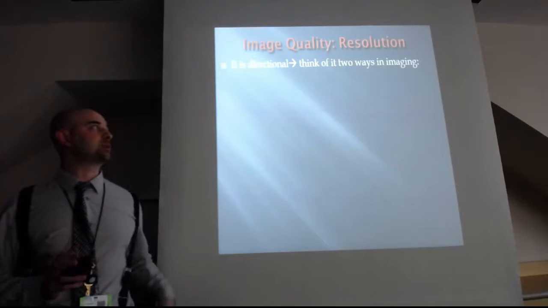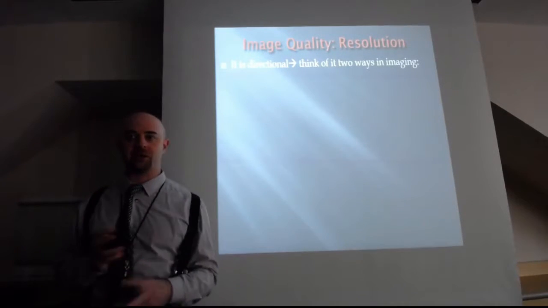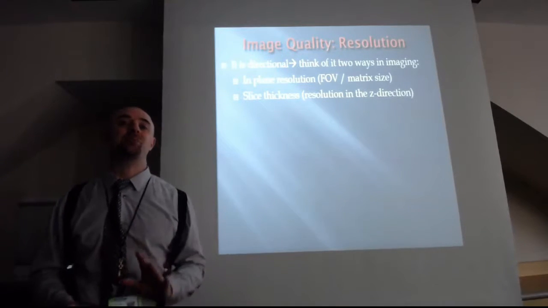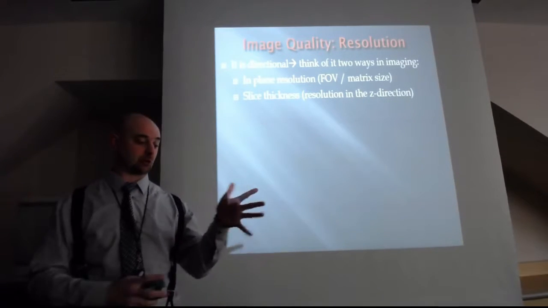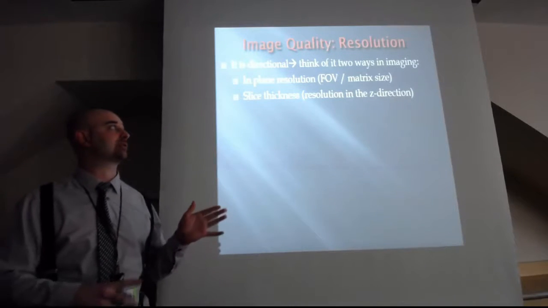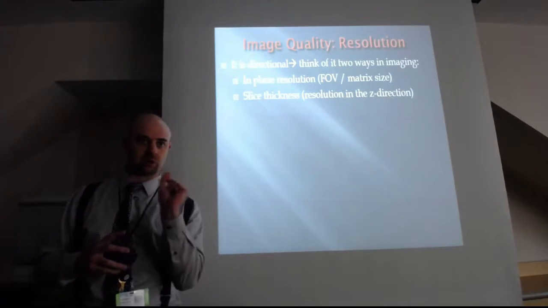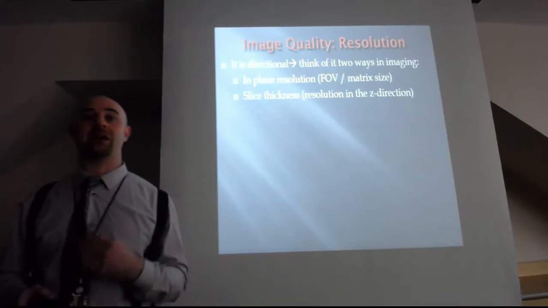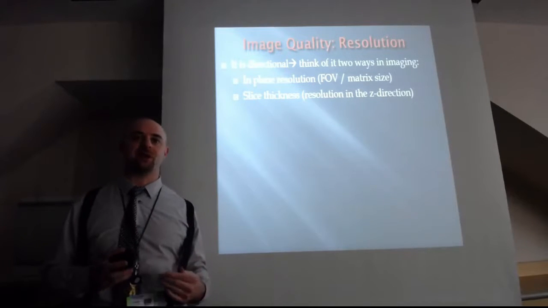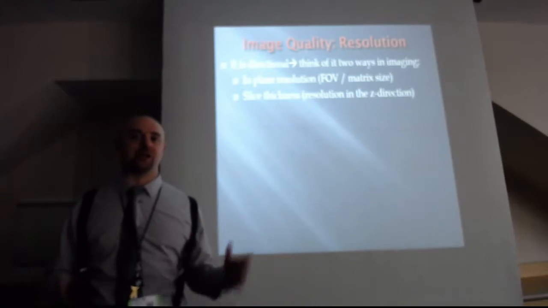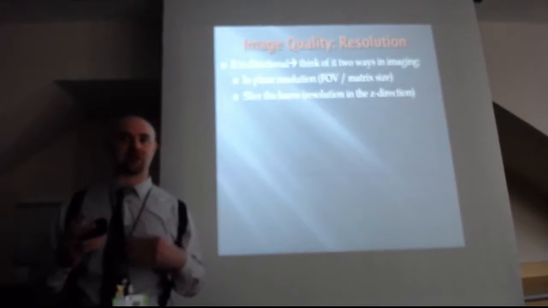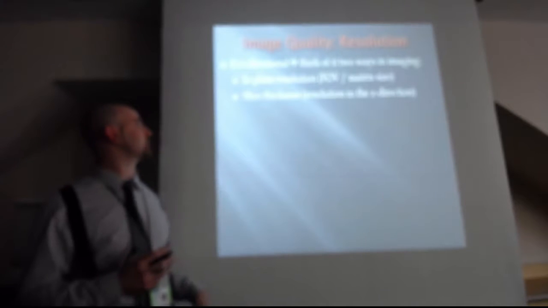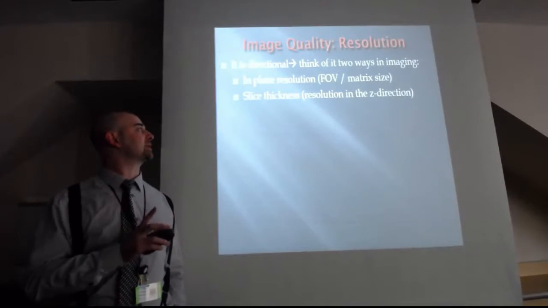So spatial resolution is directional, so we can think about it two ways when we get our MRI images. First of all, there's the in-plane resolution. That's basically when you're looking at the pixel array in the image in front of you, how close together are they? What are the pixel widths? And that can actually be calculated by field of view over matrix size, right? So if you have a 40 centimeter field of view and 400 pixels, then 40 divided by 400 is a tenth of a millimeter for the pixel size. Okay, or a millimeter for the pixel size.